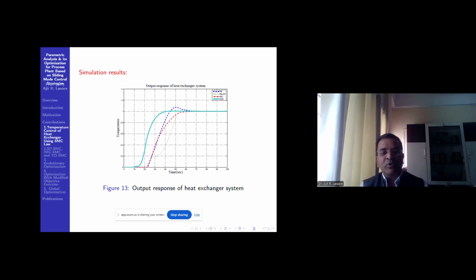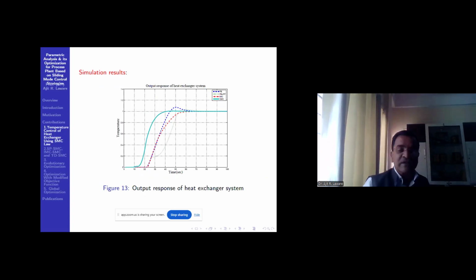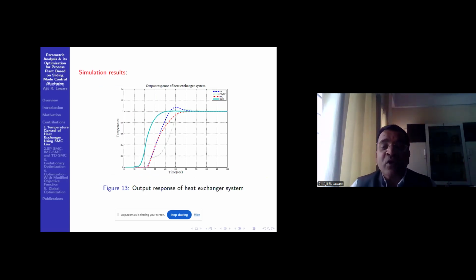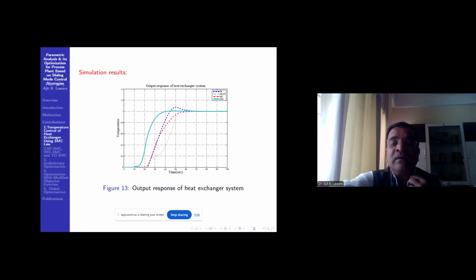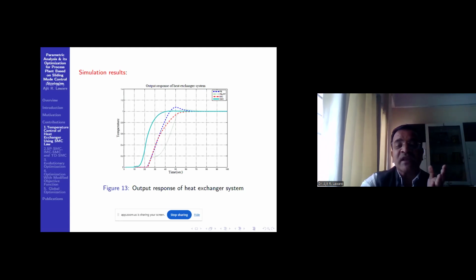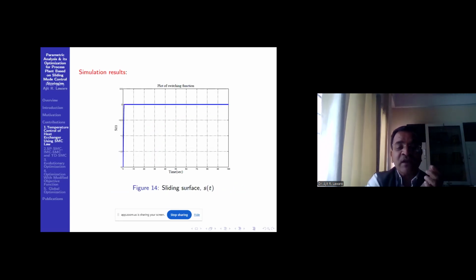This is the output response of the heat exchanger system. So here, if you observe, for classical sliding mode, the rise time, settling time, and all these parameters are favorable for the SMC as compared to the IMC, in both the feedback and the feedback plus feed forward schemes. So classical SMC is better than the other control strategies. This is the nature of the sliding surface.